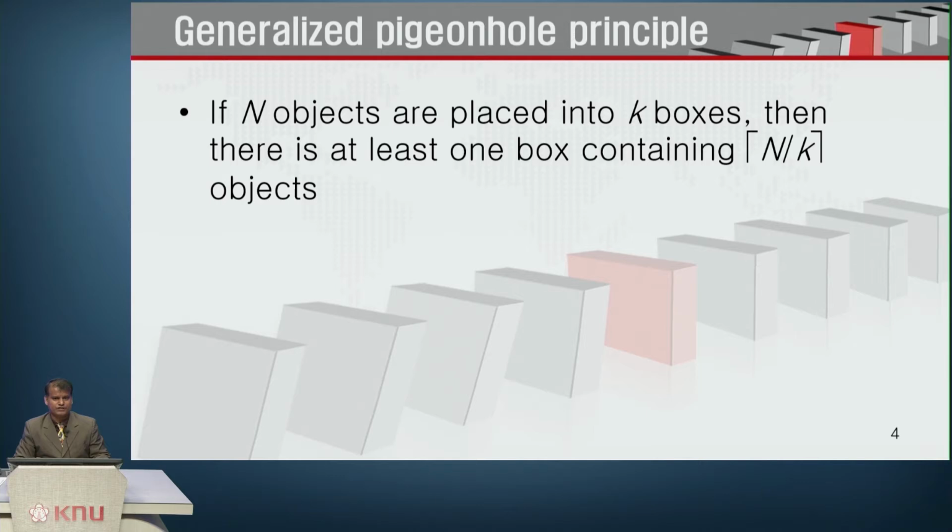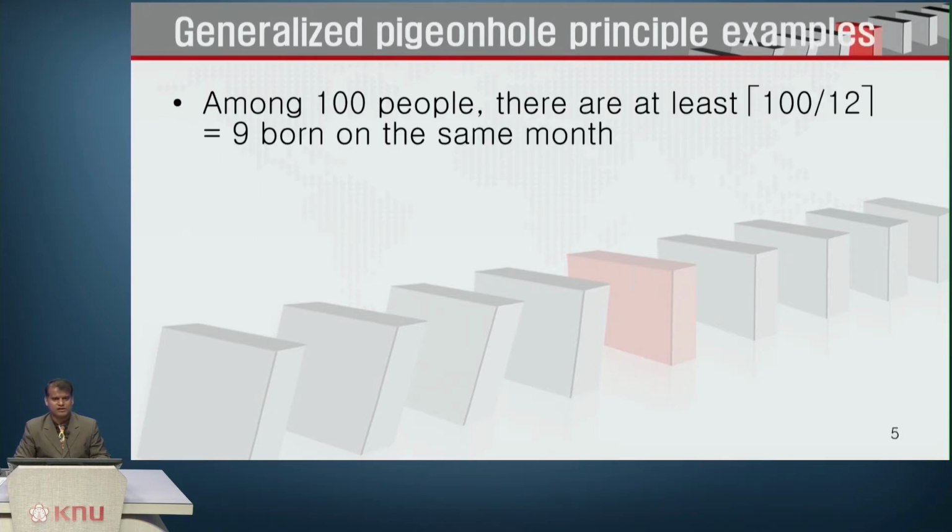In the generalized pigeonhole principle, if n objects are placed into k boxes, then there is at least one box containing ceiling of n by k objects. So this is theorem 2 for this principle. Let's talk in more detail: among 100 people, there are at least ceiling of 100 by 12, that is 9, born in the same month.